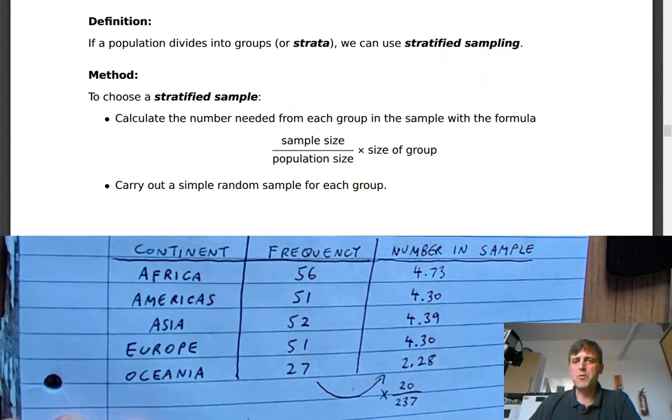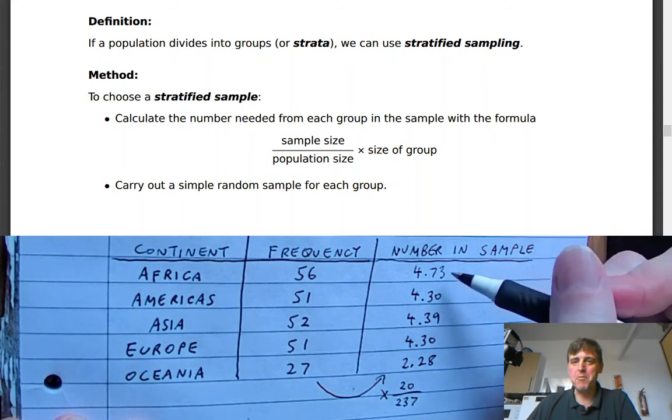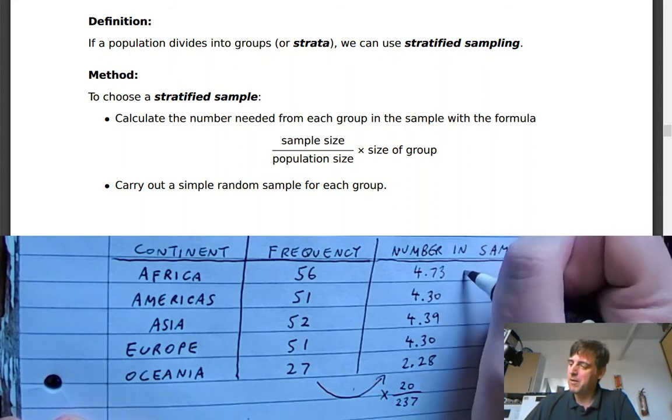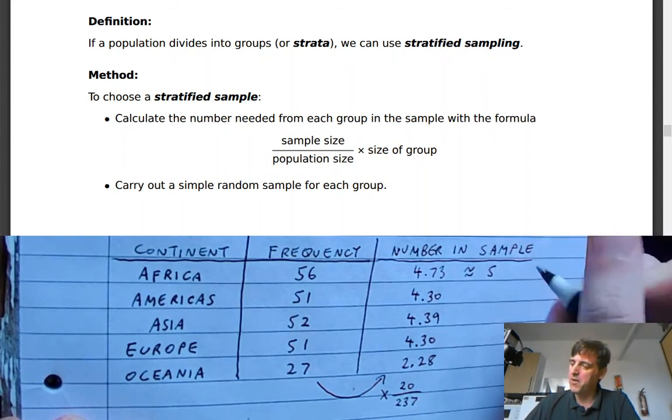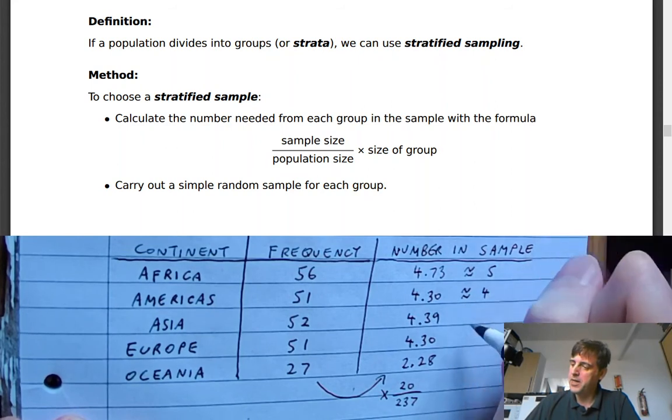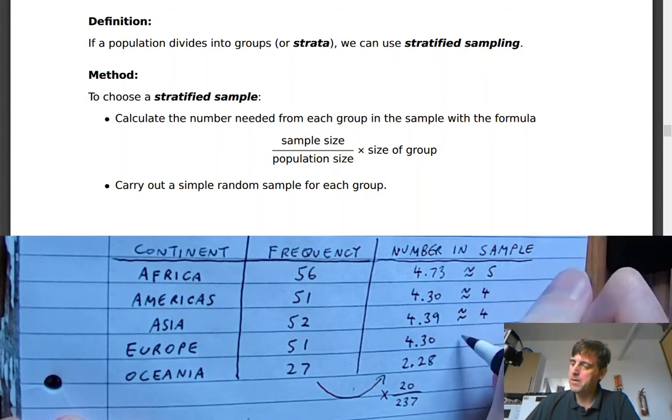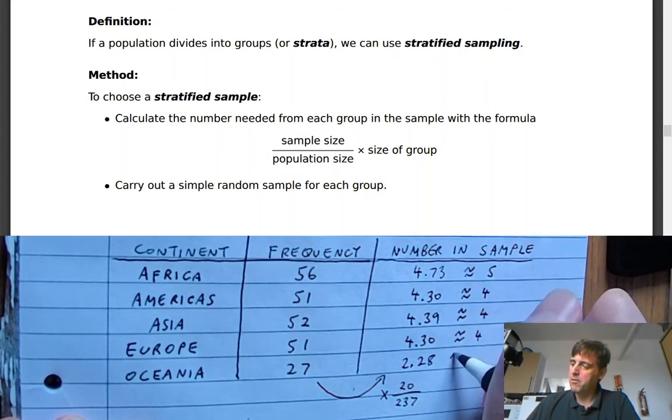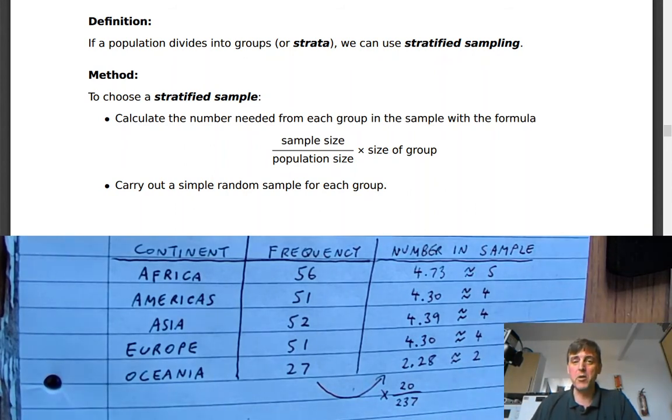So of course I can't take exactly 4.73, so what I'm going to do is round that to the nearest whole number. So that one's about 5, these ones here happen to be about 4, and that one there will take 2. So I've got a sample size, actually I've got 19 in this sample. I'm not going to worry too much about that, but this is how I might work out how many items to take from each group for my sample.